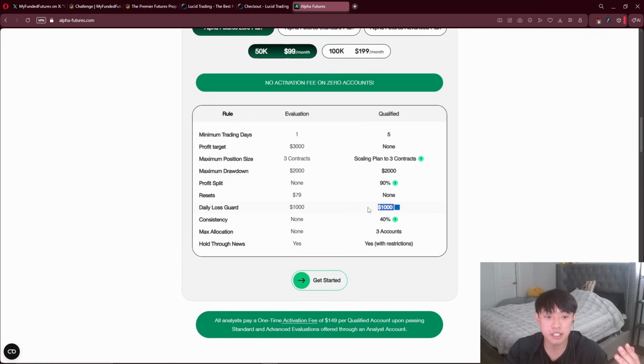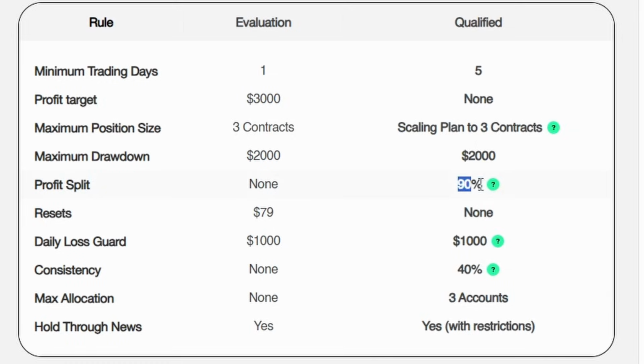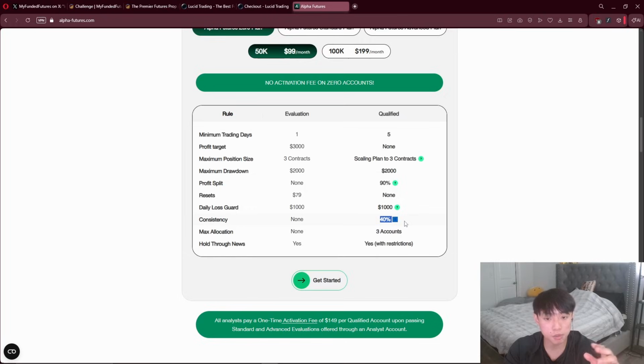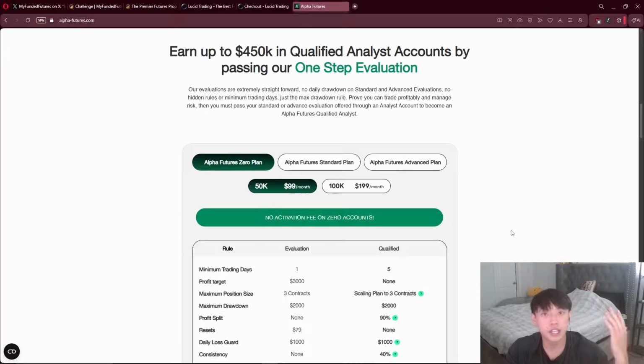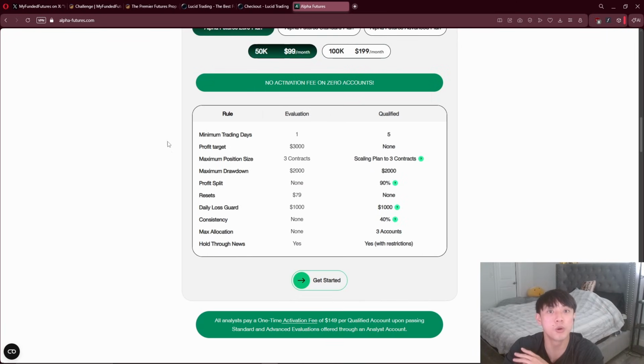The only thing that's different is there is a daily loss guard, right? A soft breach. So you guys won't blow your account, but they will lock you out of your trading if you lose $1,000 that day. And then you guys could go ahead and trade the next day to kind of make that back, right? I would say that is the only change, but 90-10 profit split still, 40% consistency. You guys can have 3 accounts with them, whatnot, right? So you guys can get an account for $79, no bullshit. And I'm trading with them at the moment too.